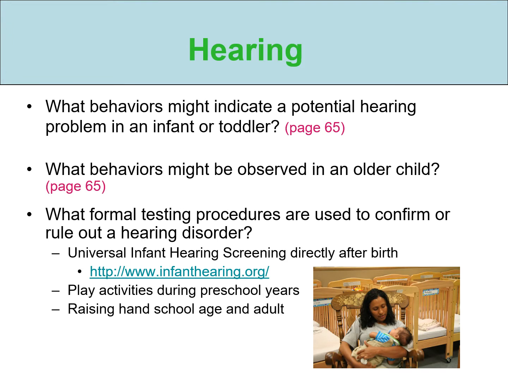So what formal testing procedures are used to confirm or rule out a hearing disorder? Well, there is a universal infant hearing screening that's administered directly after birth, and you have a website page for that if you'd like to look up further information on that. And there's also preschool screenings that can be done, and these are usually completed in a play activity format. And for school age and adults, the hearing tests tend to be raising your hand when you hear a sound.